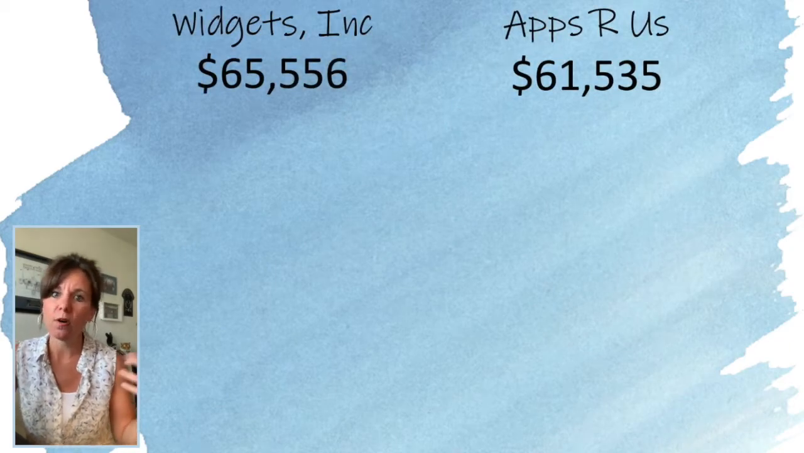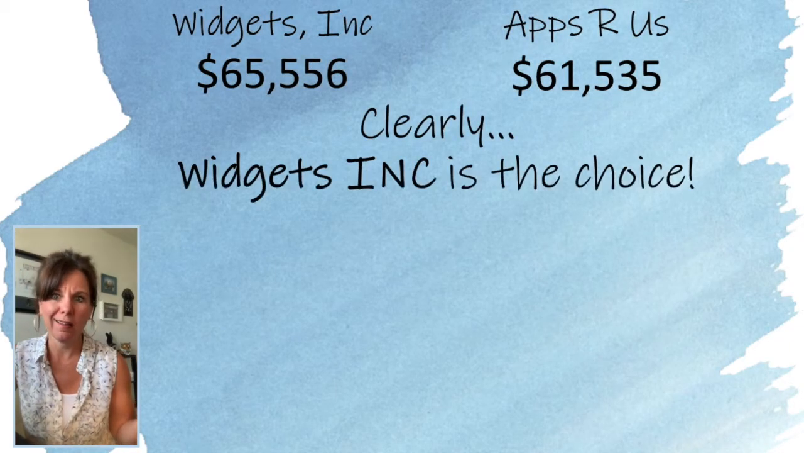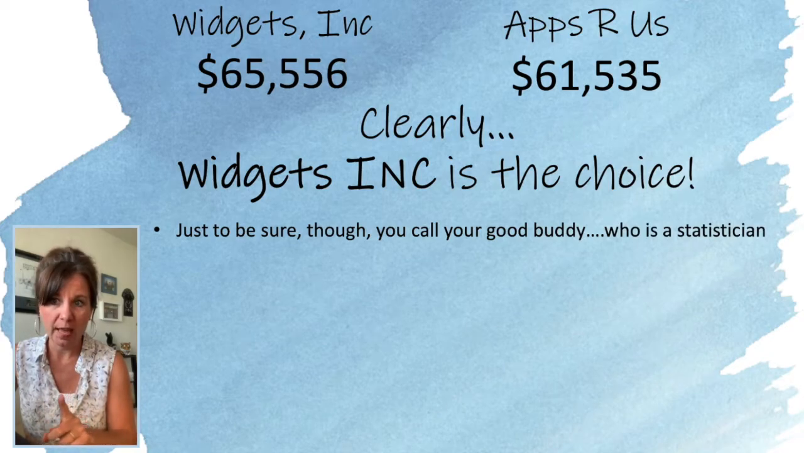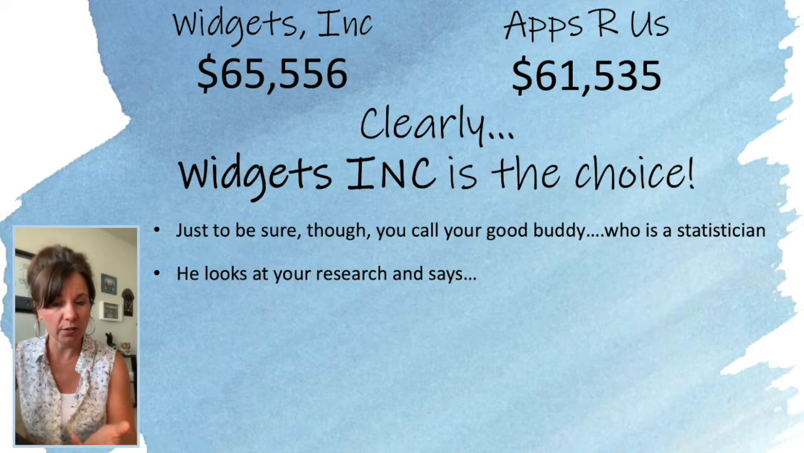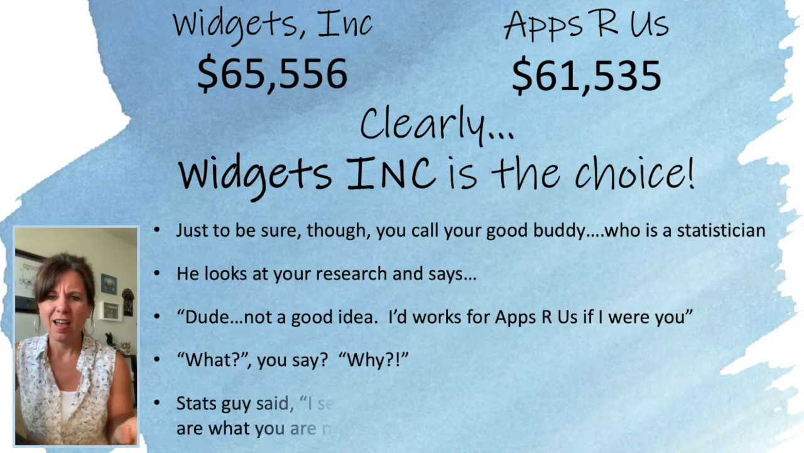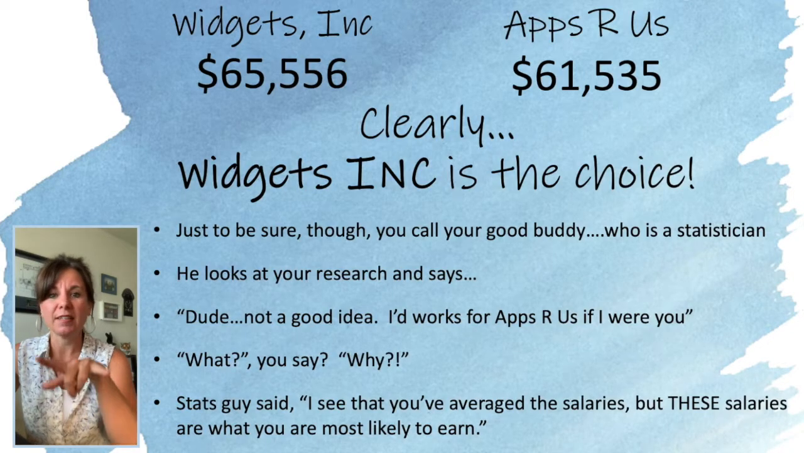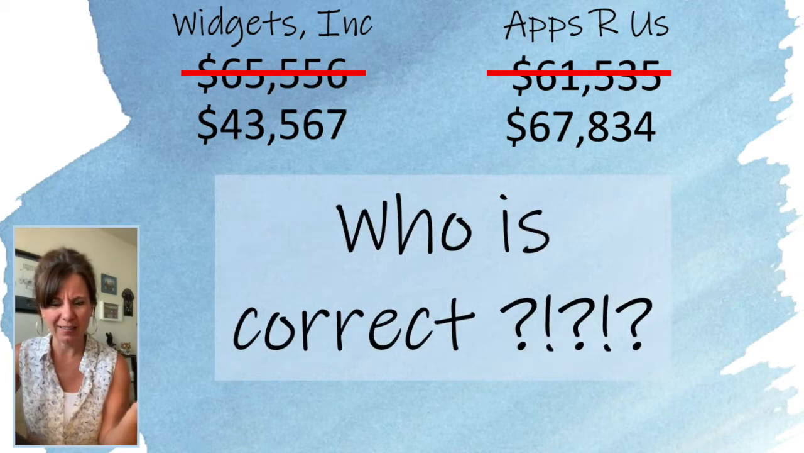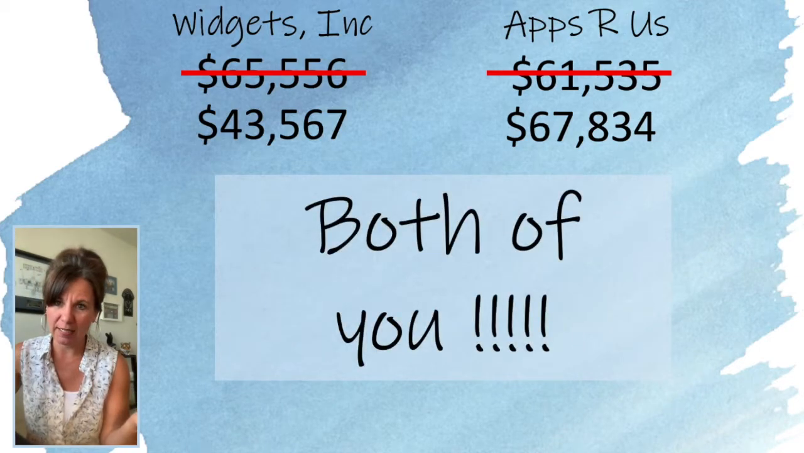So Widgets Inc. or Apps R Us, where do you want to work? Well, clearly you want to work at Widgets Inc. because you're going to make more money, right? Well, just to be sure, you call your buddy, who's a statistician, and you give him all your data. He looks at your research and he's like, I would work for Apps R Us if I were you. Yeah, why? Well, he says, I see that you took the salaries and averaged them, but these salaries are actually what you're most likely to make. Well, who's correct? In a sense, both of you are correct because you've both found a measure of central tendency.